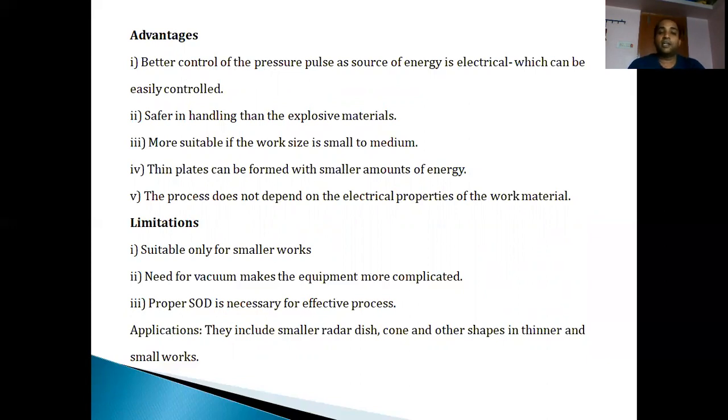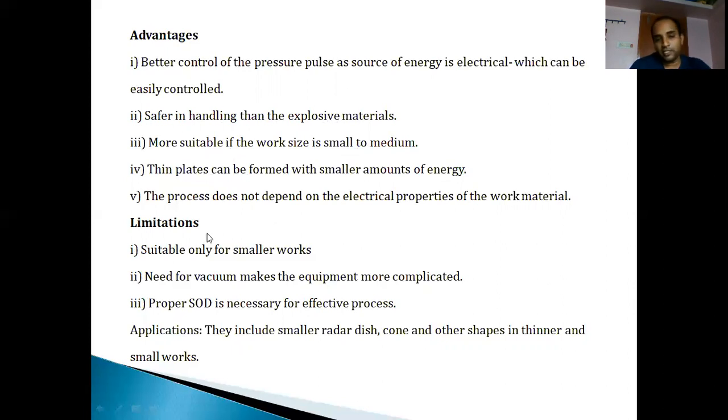But here, when the energy is taken from the electric source, that is the capacitors, depending upon the pressure pulse developed inside the water, you can judge whether to increase or decrease the source of energy, which means you can easily control the electricity. When compared to explosive materials, it is safer in nature. You can use this method for deformation of very small and medium sized materials. You can prefer thin metals, which can be deformed with less energy. Also, you can use it for other methods also.